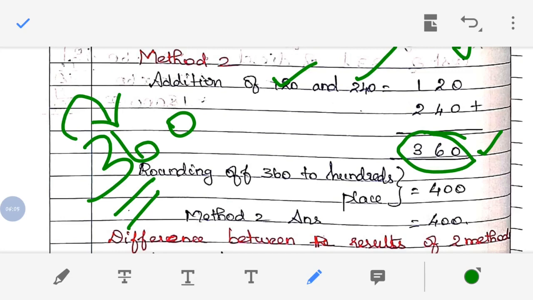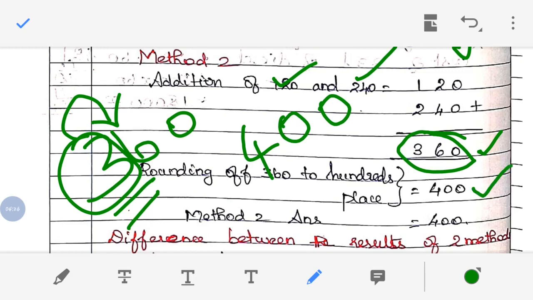So if it is 5 or more than 5, what we will do is add 1 to the rounded off digit, that is the underlined digit. So 3 plus 1, it will be 4, and whatever digits are present to the right of the rounded off digit will be changed to 0. So what is the answer? 400. Okay, so 400 will be the answer for method 2.